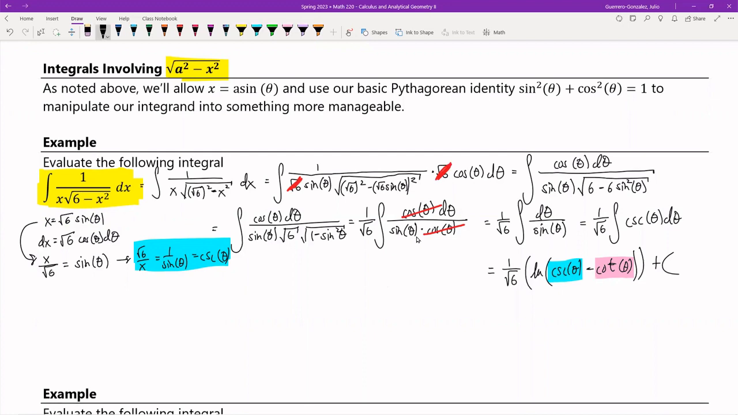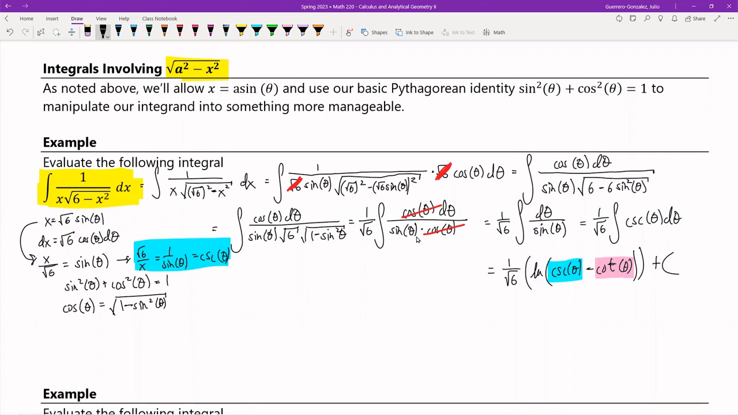The way that we're going to do that is we're going to use our identity, the identity sine squared theta plus cosine squared theta is equal to 1. So if we take a look at this, if we solve for cosine, we should get something that looks like this: 1 minus sine squared theta.